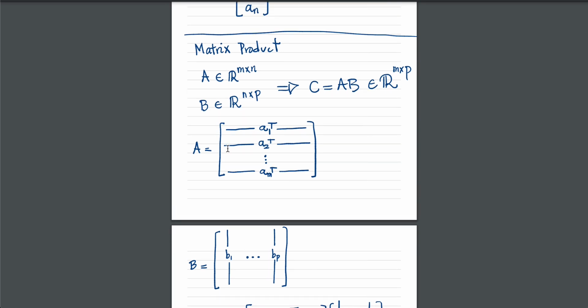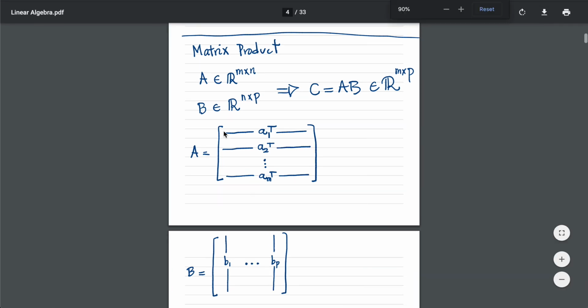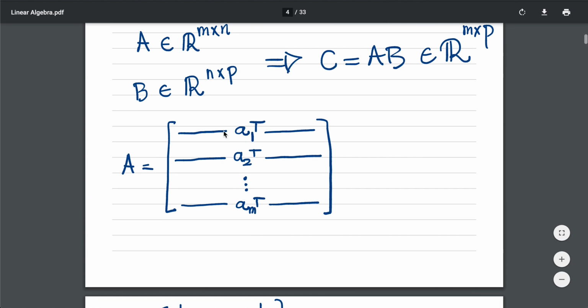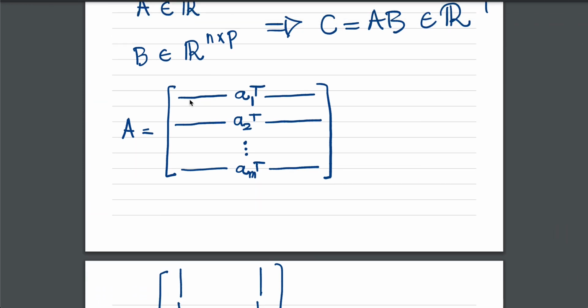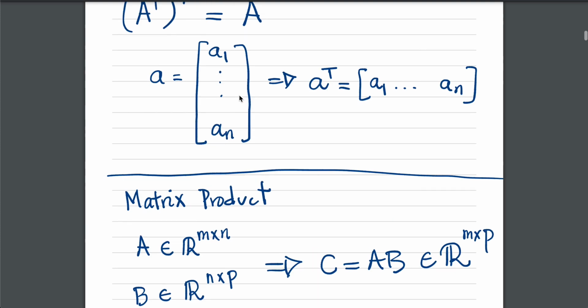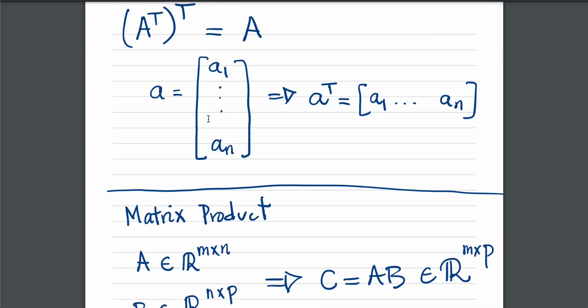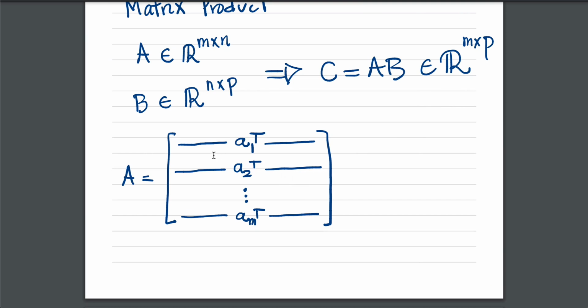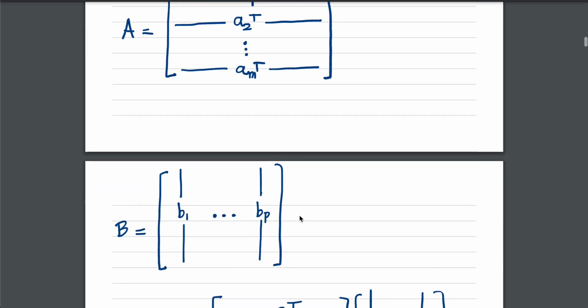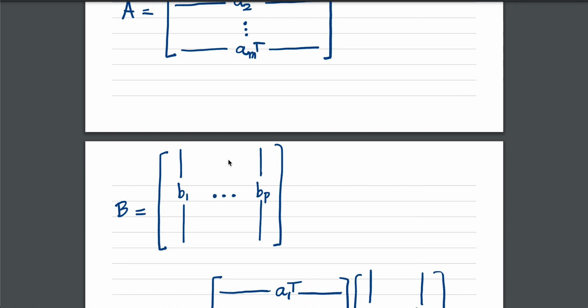Now, A has m rows, and we call the first row A1 transpose. Why is it a transpose? Because a vector for us is a column vector. So A1 transpose becomes a row vector. First row, second row, mth row. B: first column, second column, pth column.